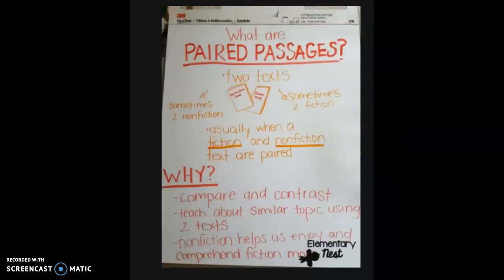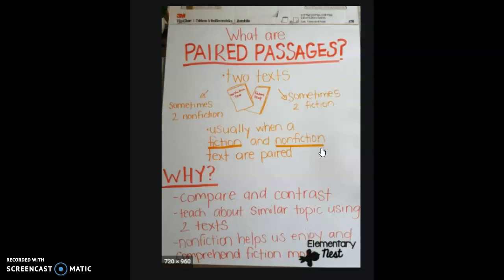In essence, I wanted to show you this to help you visualize a little bit better. You're going to have 2 texts. Sometimes there will be 2 nonfiction texts. Sometimes there will be 2 fiction texts that are paired, or partnered together. Usually when a fiction and a nonfiction text are paired on a test, you really have to pay attention when you are analyzing them.